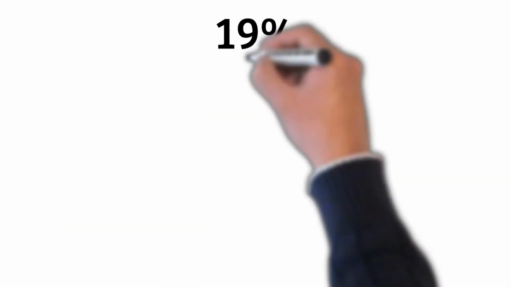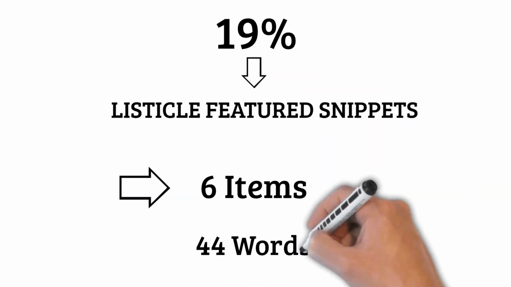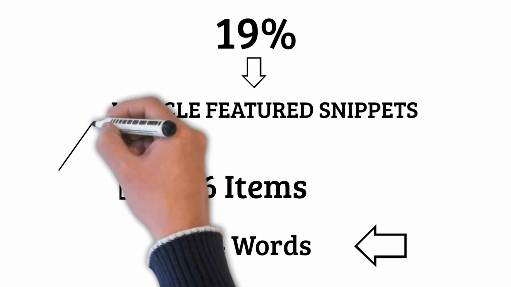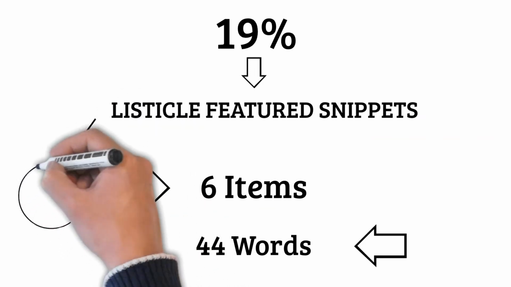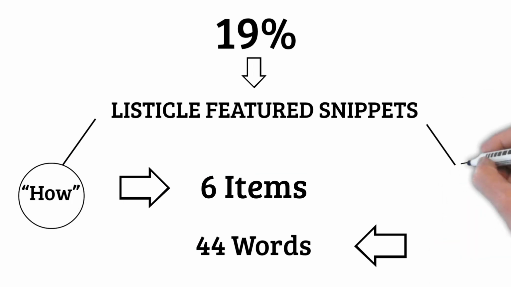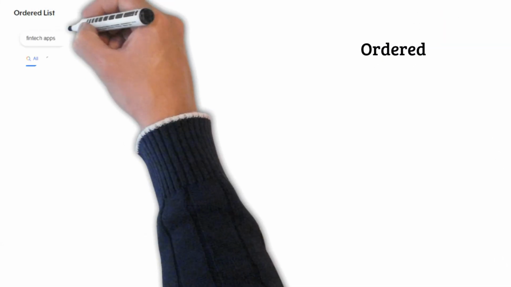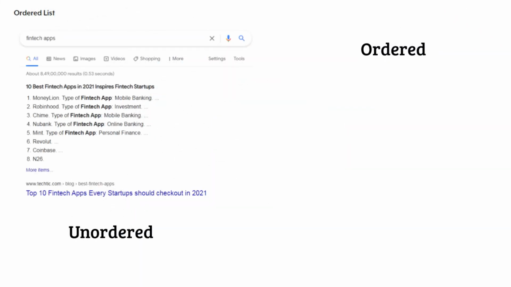An average of 19% of featured snippets are of the listicle type, consisting of an average of 6 items and 44 words. They are derived from how and why keyword terms. If you're looking to get featured snippets faster, they're your go-to topics. You'll find 2 kinds of listicle featured snippets, ordered and unordered lists.